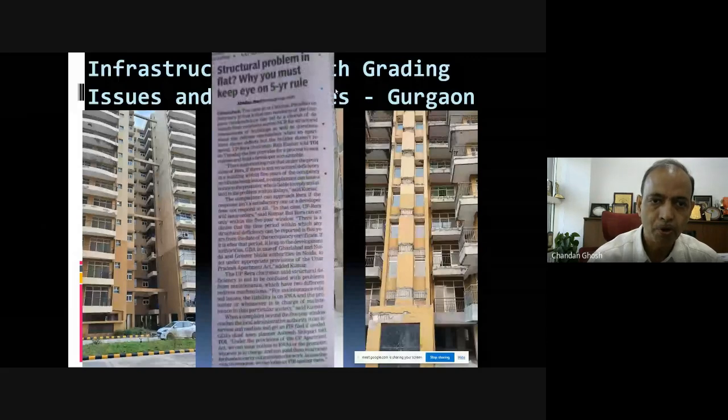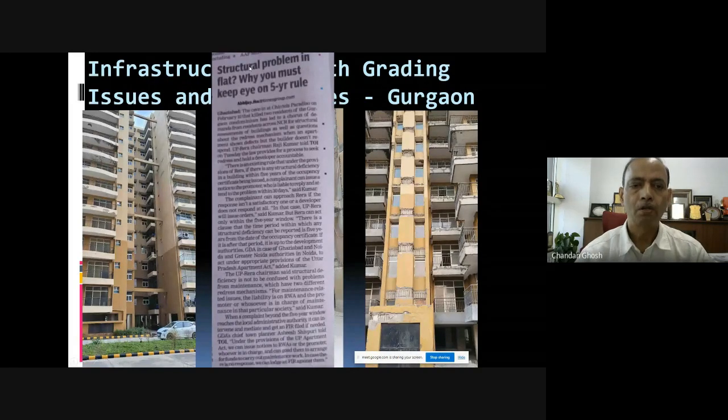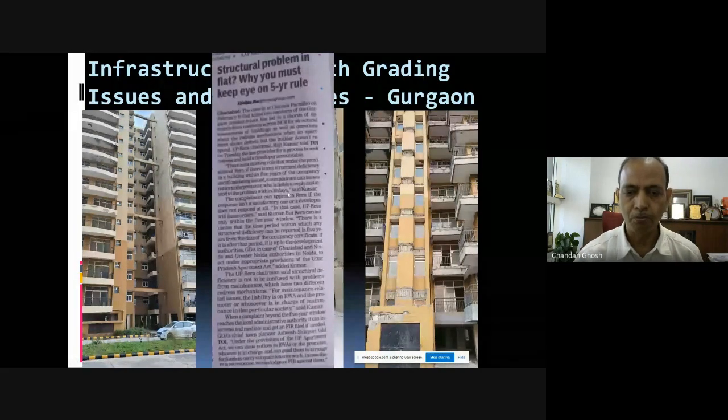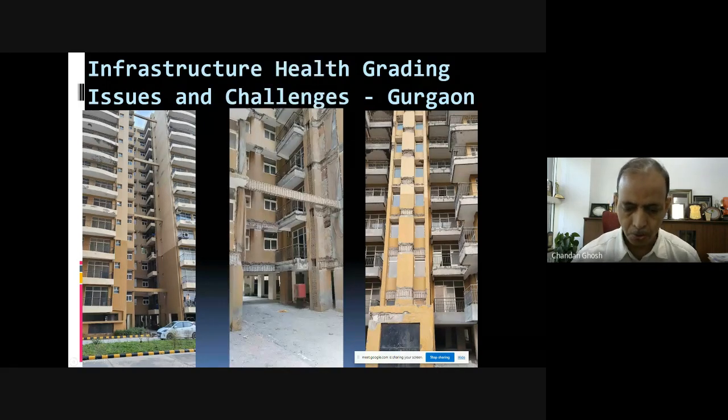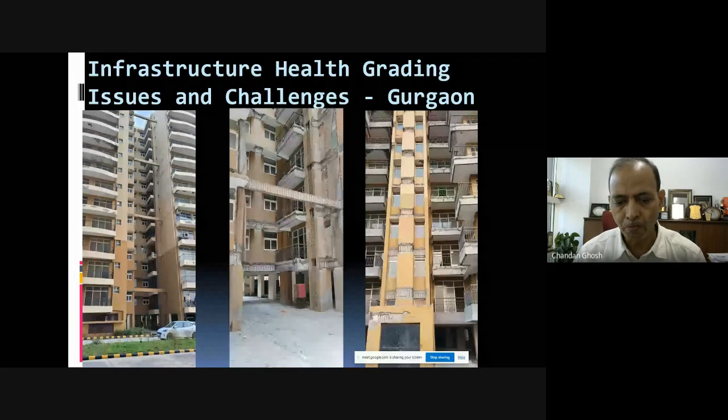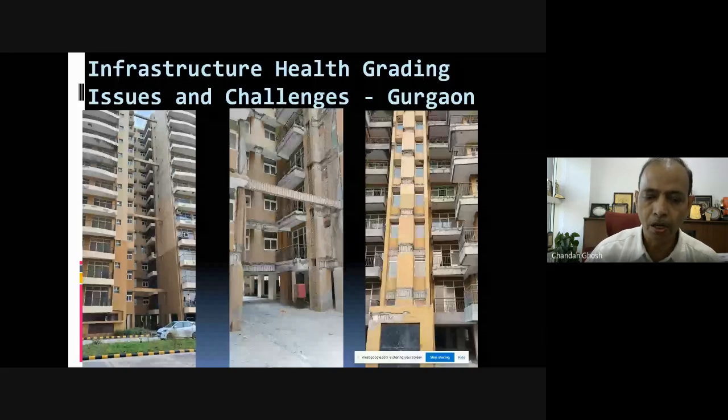And structural problems in flats: why you must keep an eye on the 5-year rule. Today somebody sent me a newspaper cutting about all the rules and regulations, but nobody talks about under which rule, who is responsible, who will pay, something like that. It is something that society has become so evolved about. But what we have to look at as civil engineers is the kind of things we want to justify in telling that these buildings are unsafe, because it is declared unsafe based on a report given, again, from our own fraternity.